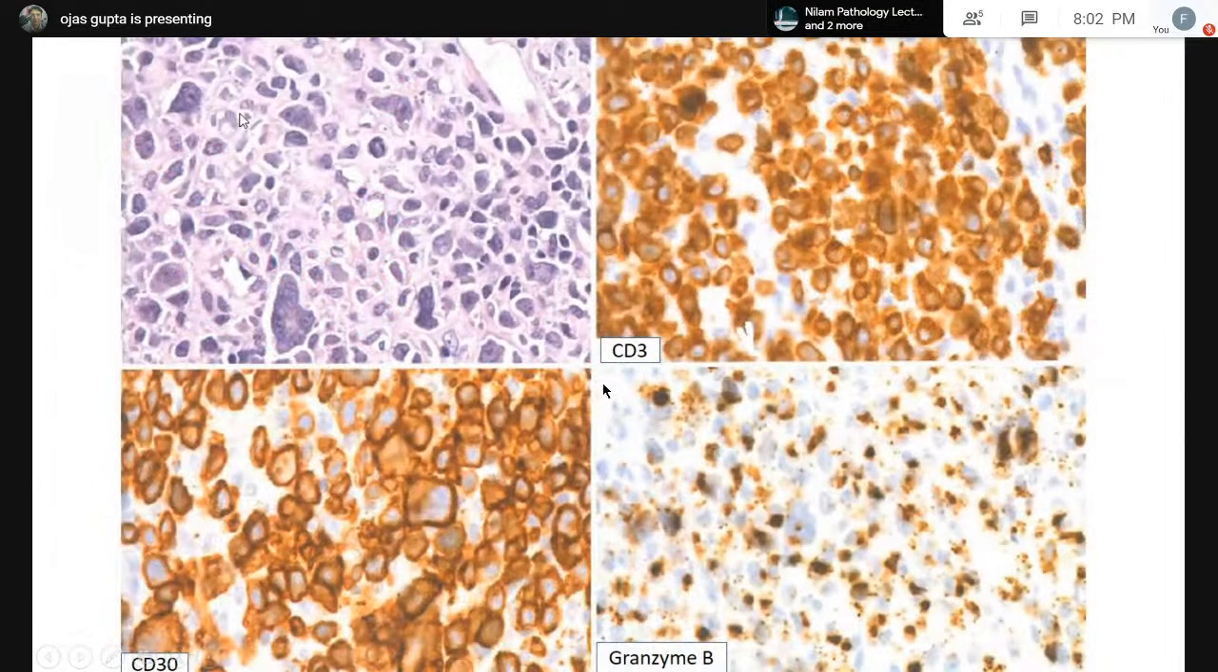Sections were taken, and this is the photomicrograph. On microscopy, we see sheets of pleomorphic medium to large cells. Some multinucleated and multilobated cells were also present, and they exhibit anaplastic morphology. On immunohistochemistry, they show positivity for CD3. The larger cells typically show positivity for CD30, and they were positive for cytotoxic markers like granzyme B.